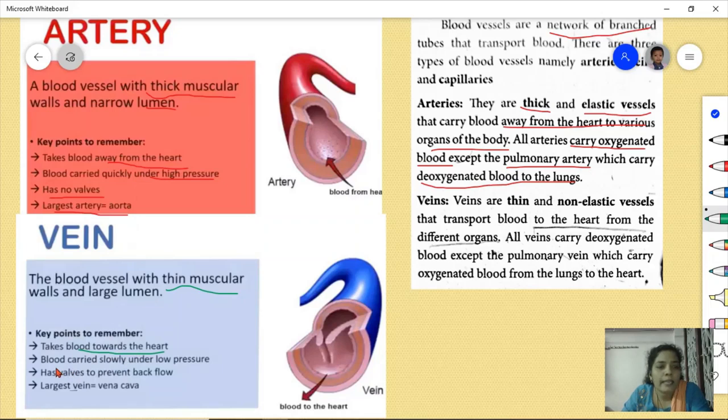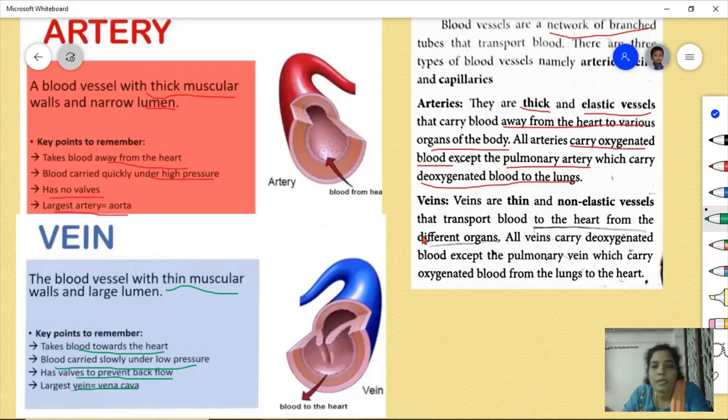Second point, blood is carried slowly under low pressure. Here high pressure, here low pressure. Veins have valves. What's the use of the valve? To prevent the backflow of blood. The largest vein is the vena cava.